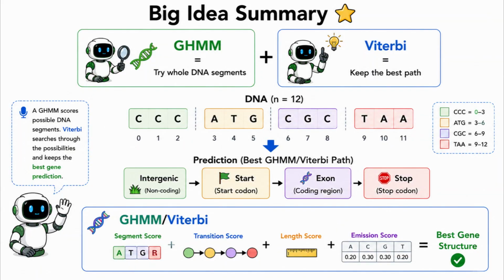A GHMM works with whole DNA segments instead of one base at a time. It evaluates each segment using transition probabilities, emission probabilities, and length information. Viterbi then searches through all possible segment combinations. At every step, it keeps only the highest scoring path. Together, GHMM and Viterbi convert raw DNA into a predicted gene structure. That's the foundation behind many modern gene-finding algorithms.